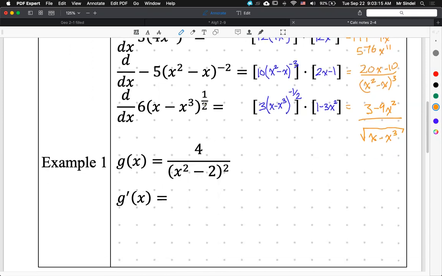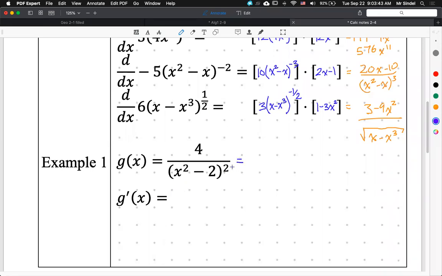Here's my function. G of x is equal to 4 in the numerator, and the denominator is the quantity of x squared minus 2, that quantity squared. I'm taking the derivative. I say g prime of x now. How do I do that? Well, every single time that you see a fraction in this class, be scared. This fraction I'm scared of because we don't know how to take the derivative of fractions, not until the very end of this unit. So I need to rewrite this first.